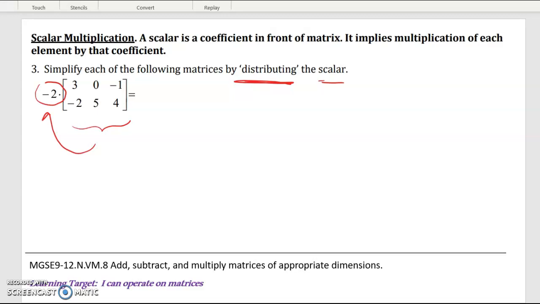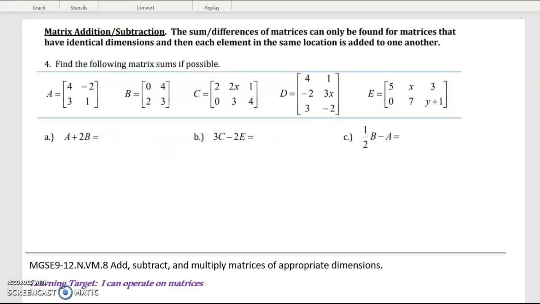If we want to multiply, we're going to multiply all of these entries inside the matrix by -2. So we get a new matrix of the same size, same dimensions. -2 times 3 is -6. You guys can watch me make a mistake here. -2 times -1 is 2. -2 times -2 is 4. -2 times 5 is -10. -2 times 4 is -8. Final answer. All right, scalar multiplication, pretty basic. Let's look at some more operations.